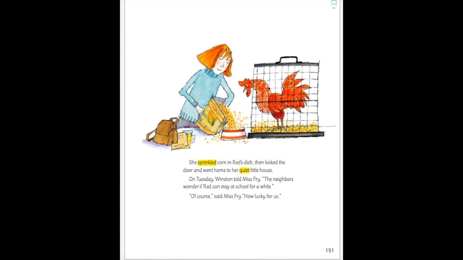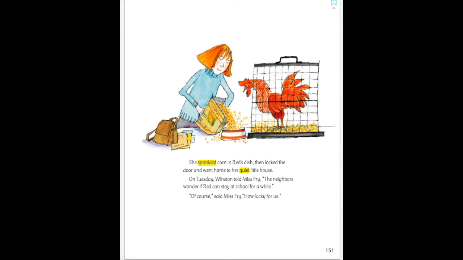So when I ask this question, this is something that you can do where you can think about, do I remember what happened? What did she do just before she goes home? Maybe you do remember. Maybe you don't. This is where you might just have to go back and reread the text or re-listen to the text. What does Miss Fry do before she goes home?